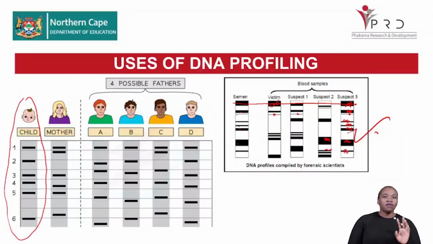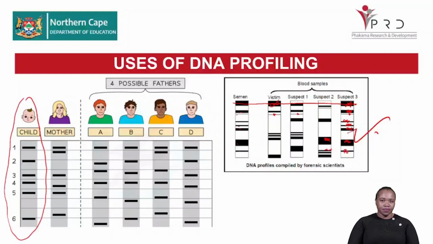It means that of these 6 bands, 3 bands are supposed to match the mother and 3 bands are supposed to match the father. We start with the mother so that we can identify the ones that match the mother. Why do we start with the mother? We know that she's the mother. So definitely 3 bands are going to match her. The remaining must match the father.